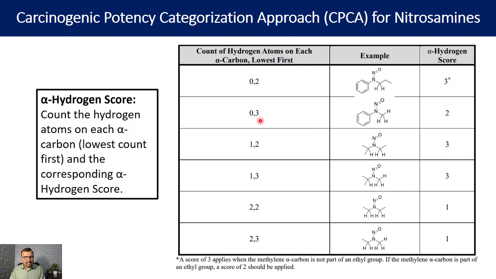In case of 0, 3, the alpha hydrogen score becomes 2. And you can understand the other combinations and the related alpha hydrogen scores. So based on this particular table, you can define the alpha hydrogen score.